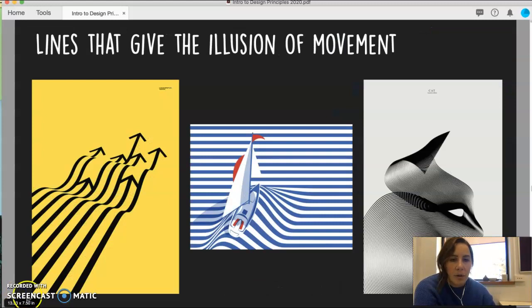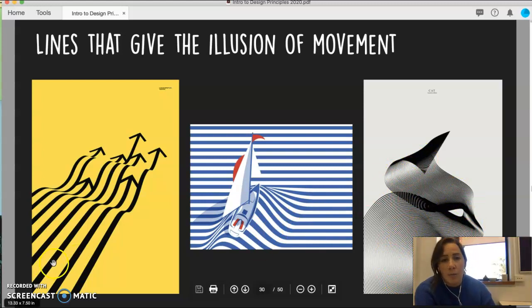Alright, this is an example of lines that give the illusion of movement. So right here, these are lines on a flat piece of paper, and yet how they are placed on the page gives us the impression that this is like a rolling set of hills. This one here, again, flat piece of paper and just some basic lines, and yet by lifting them here, it appears that this boat is about to rock over. And same here, this appears like it's moving, almost like a wave. Okay, so you can use lines to create movement as well.